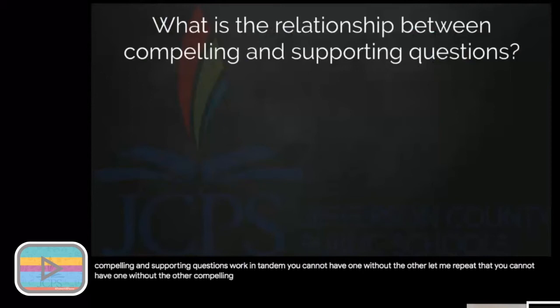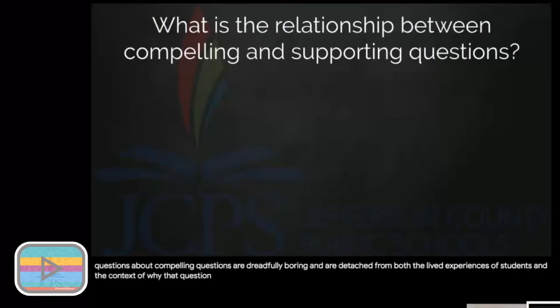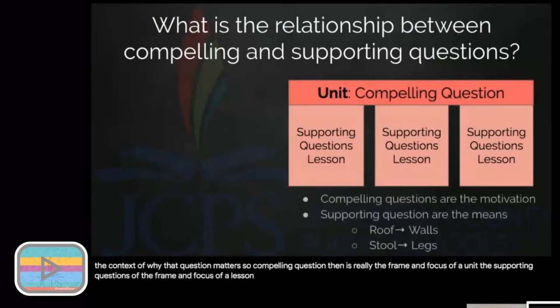Compelling questions without supporting questions are going to lead to anything goes. Supporting questions without compelling questions are dreadfully boring and are detached from both the lived experiences of students and the context of why that question matters. So a compelling question then is really the frame and focus of a unit. The supporting questions are the frame and focus of a lesson. If compelling questions are the motivation, supporting questions are the means.